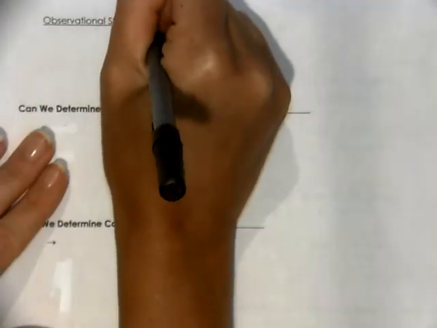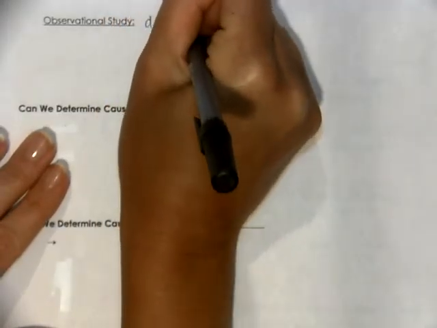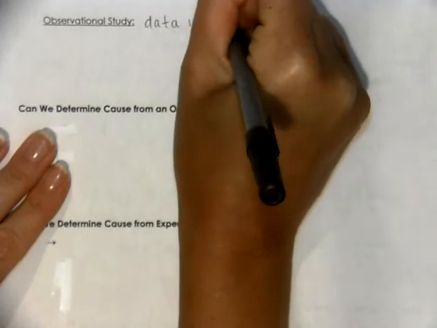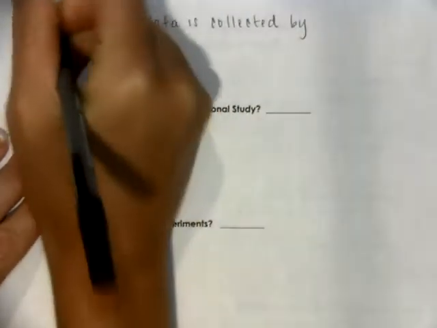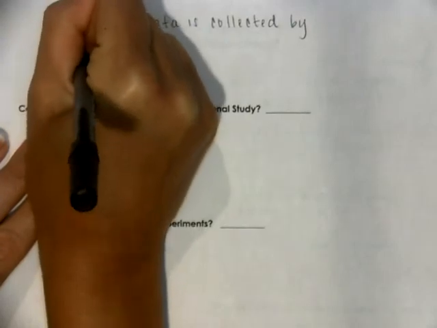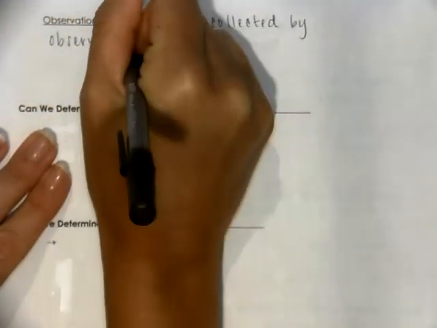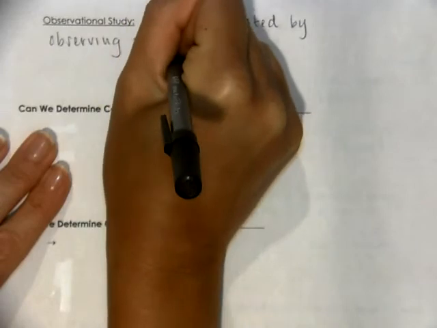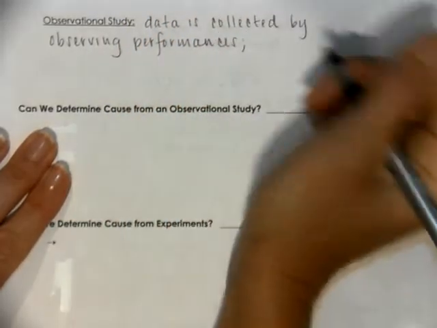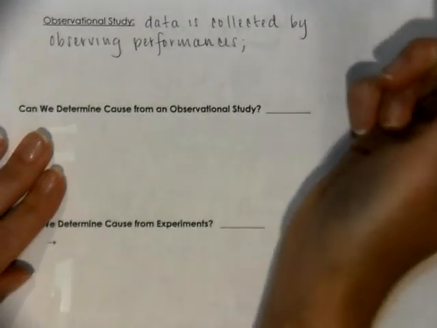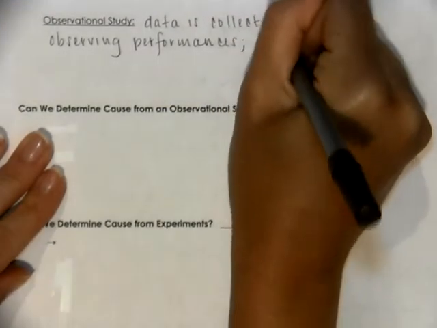So, something else I wanted to define is an observational study. An observational study is when data is collected by observing performances. In an observational study, there are no treatments and there is no control.